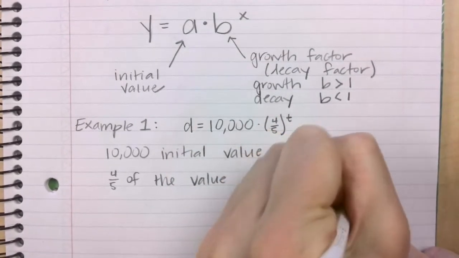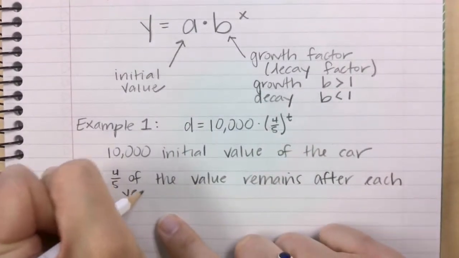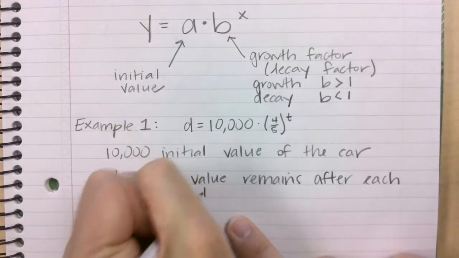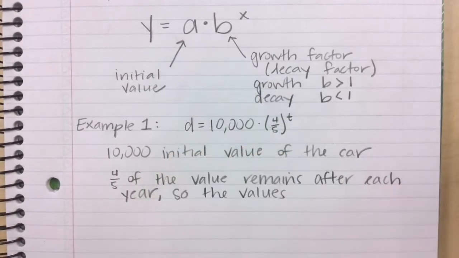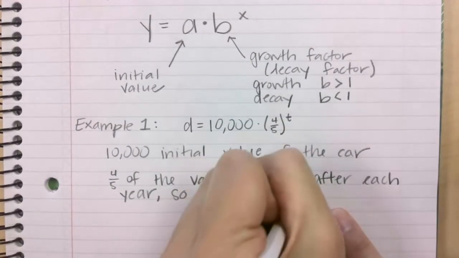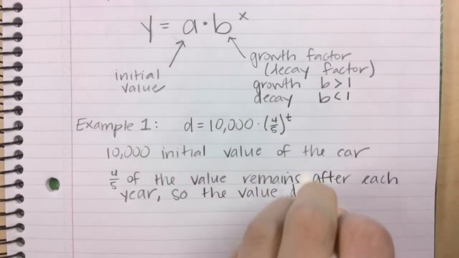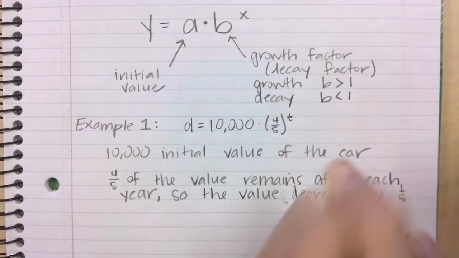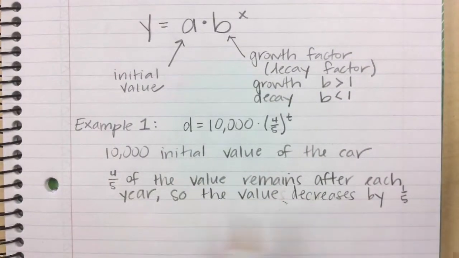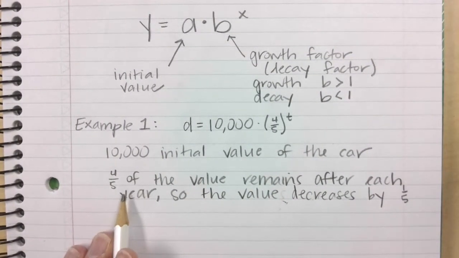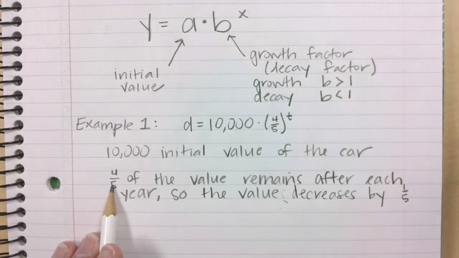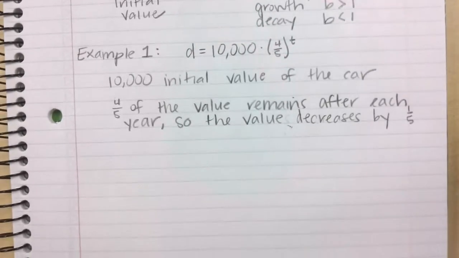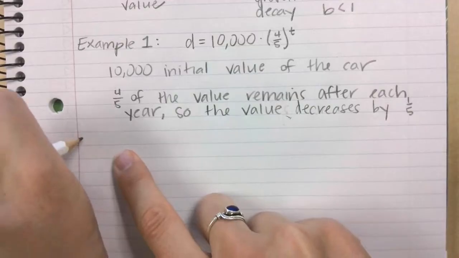After each year, the value decreases by 1/5. It's important, and we'll keep practicing these fractions because this will be the confusing part about this. 4/5 of the value is remaining. That means the value is decreasing by 1/5. Let's look at a second example. This is going to be useful for what you're going to do for your practice today.